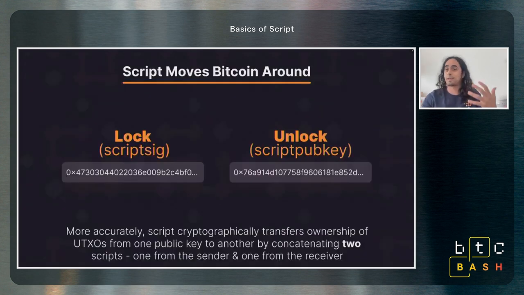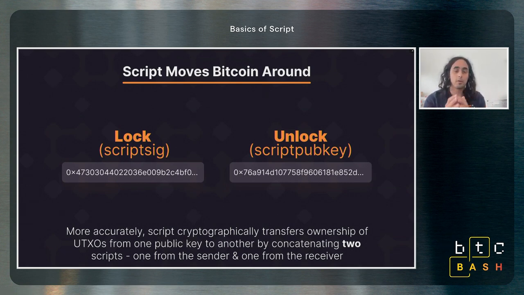So first off, what is script? Why learn script? Real simple. Script is the actual instructions packaged within transactions that move Bitcoin around. More accurately, script passes the permission of a UTXO from one public key to another. It does this by using two different scripts that are concatenated together, and then the node verifies that if you execute them one after the other, they leave a certain value within a stack.